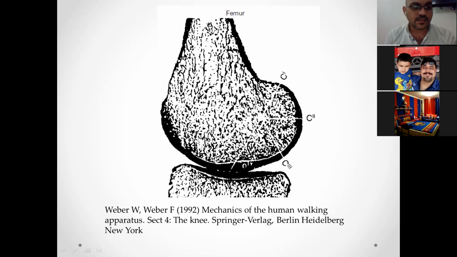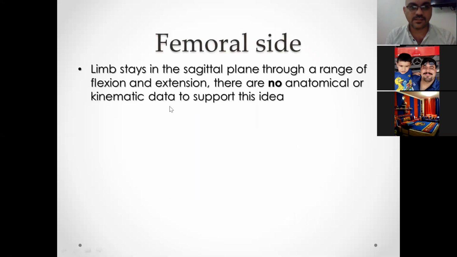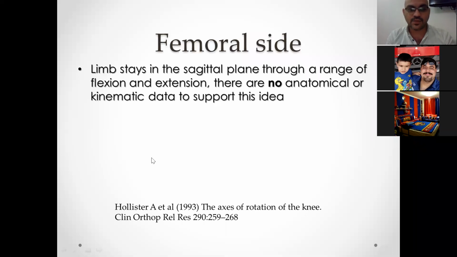The condyles share a single axis of rotation. On the femoral side, the limb stays in the sagittal plane through a range of motion in flexion and extension. And there is no anatomical or kinematic data which supports this idea. It is not only flexion and extension, as suggested by Hollister in 1993.